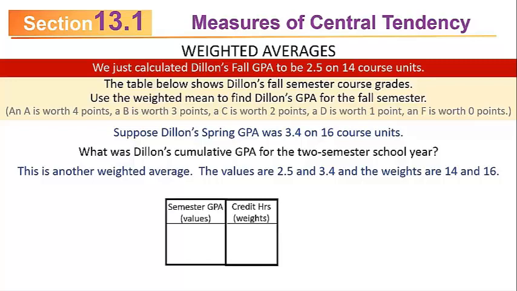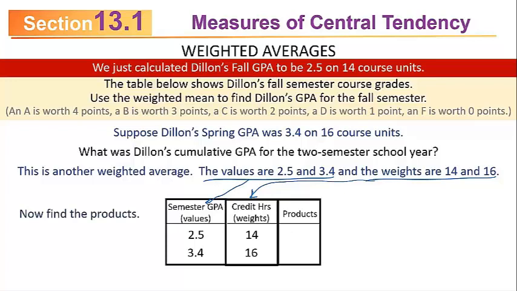So one column are the values. Those are the actual GPAs, 2.5 and 3.4. And the credit hours are 14 and 16. So Dylan had a 2.5 GPA taking 14 credit hours in the fall, and he had a 3.4 GPA taking 16 hours in the spring. Then you want to take the products, 2.5 times 14 and 3.4 times 16, and that gives you 35.0 and 54.4.